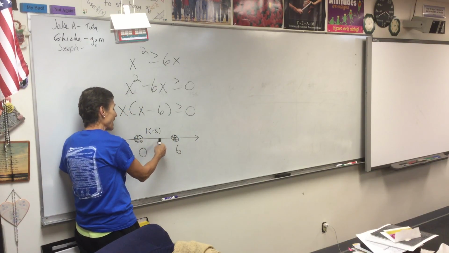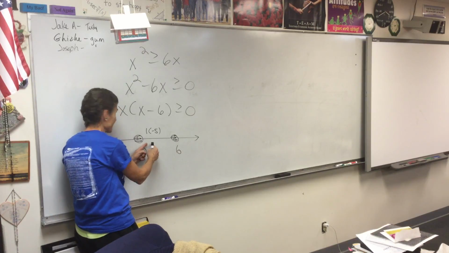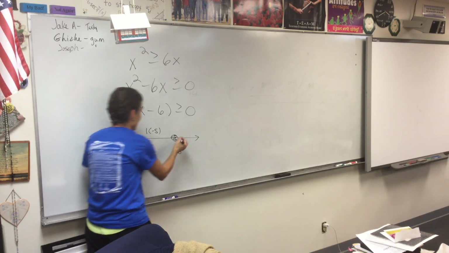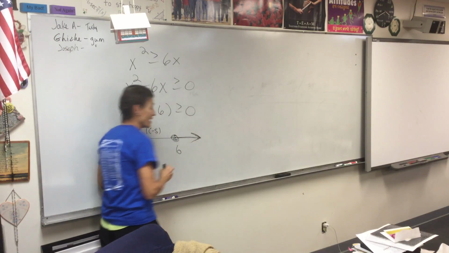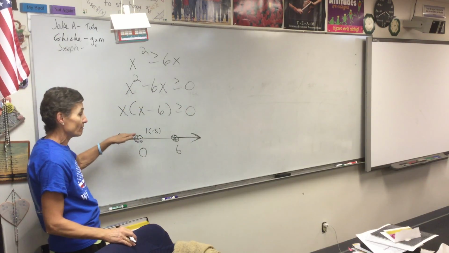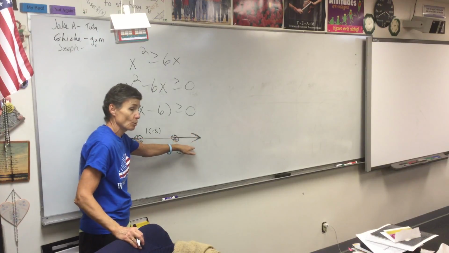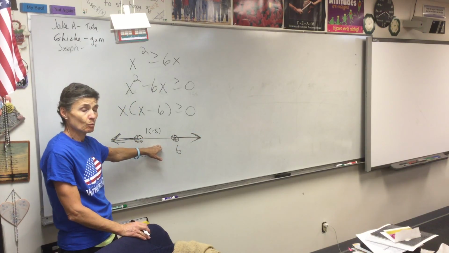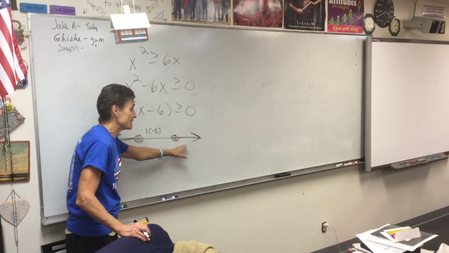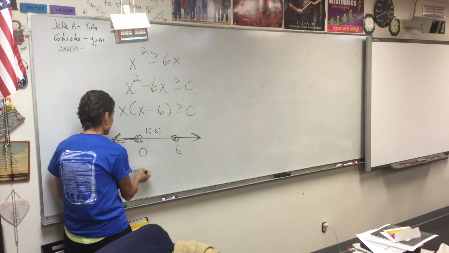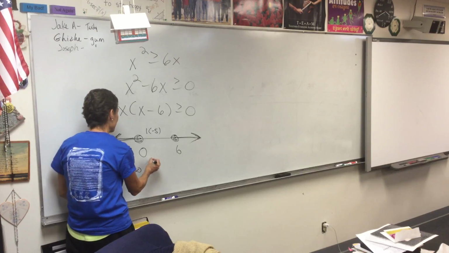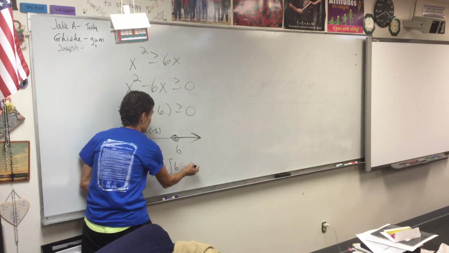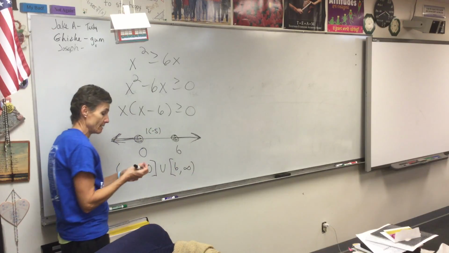The fact that that section of the number line didn't work means this one does and this one does. They alternate. So I have works, not works, works. I picked a number in here, it didn't work. That automatically means these will. And my answer is everything from -infinity to 0 or everything from 6 to infinity.